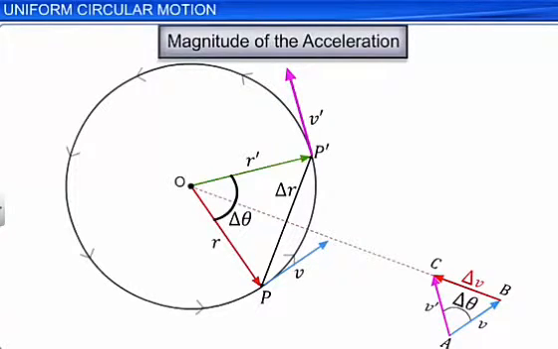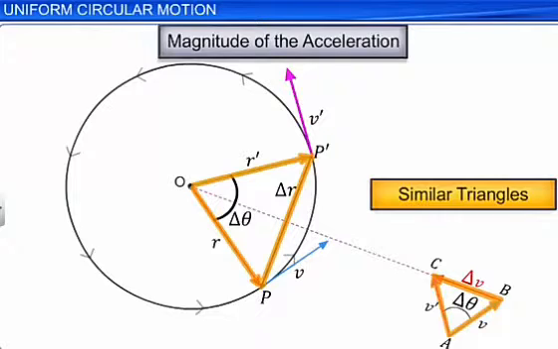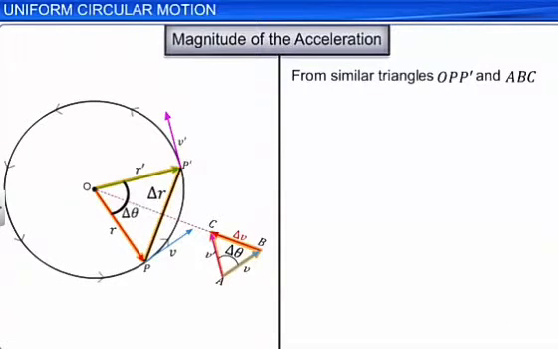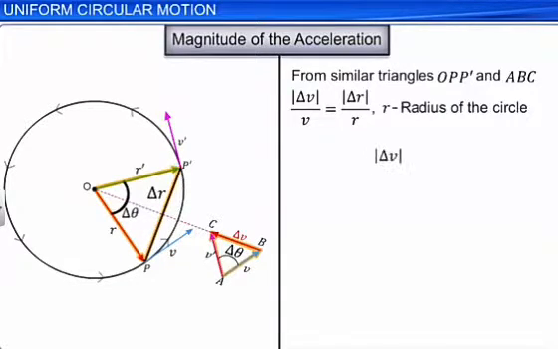Therefore, triangle OPP' formed by the position vectors and triangle ABC formed by the velocity vectors are similar. From these similar triangles, we can write |ΔV|/V is equal to |ΔR|/R, where R is the radius of the circle. This can be written as |ΔV| is equal to V into |ΔR|/R.